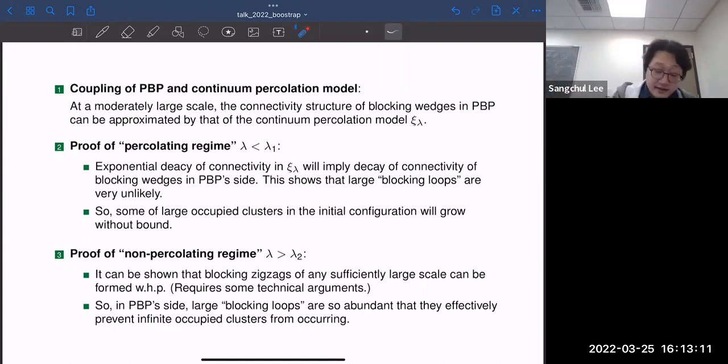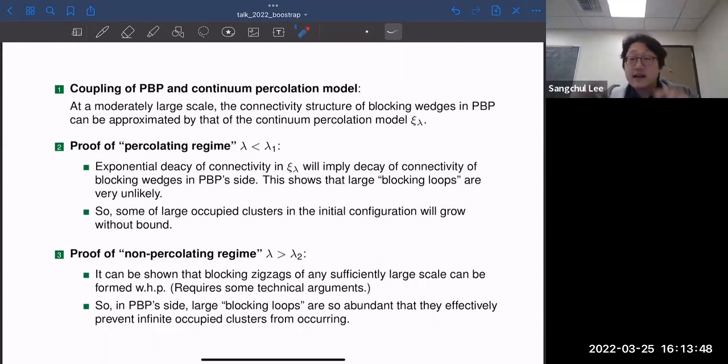After a certain scale in the polluted bootstrap percolation, some, I should call it, pathological pattern will start to emerge, so that the interface between the occupied and non-occupied sites in the terminal configuration is not effectively described by the blocking wedges. So I have to work at a certain moderate scale, but at least if we focus on a certain range of scales, then they can be coupled fairly nicely.